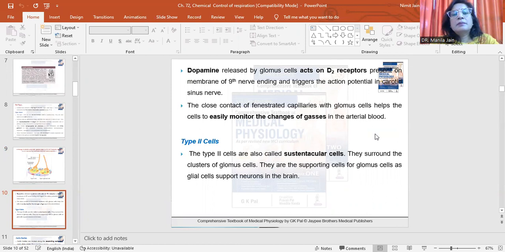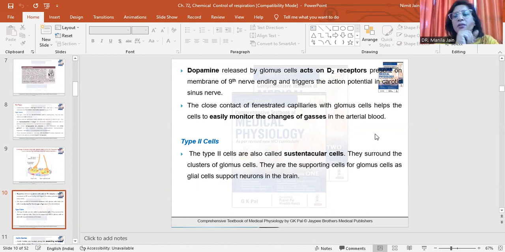Dopamine released by the glomus cells acts on the D2 receptors present on the membrane of the ninth nerve ending.